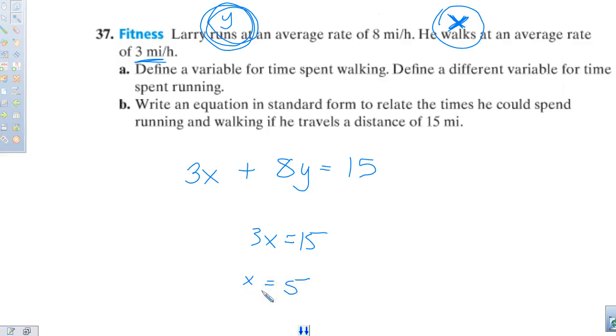Does that make sense? But if he decided that he was going to spend some time running, then that would mean that he would have to walk less. So you could have different combinations of walking and running and still get up to that 15 miles.